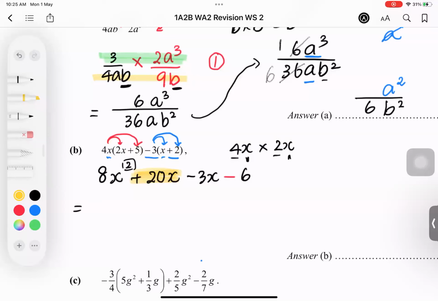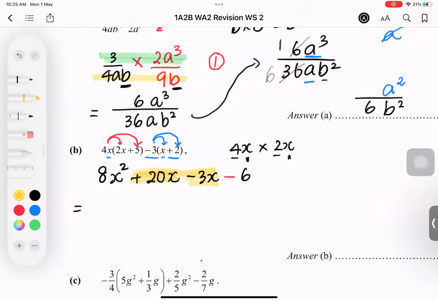8x and 3x. 8x squared, so it cannot be grouped together. This one is different. We got x and 8x squared. Which one has only the x? 3x. I changed this to square. Okay, the 3x, right? This is minus 3x.